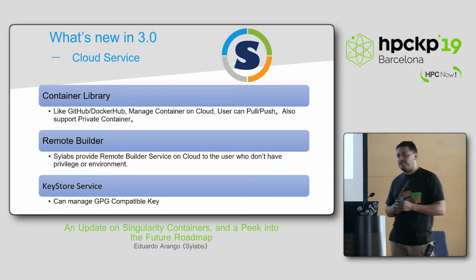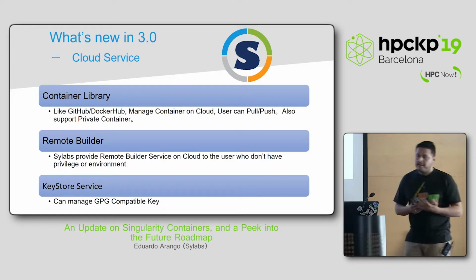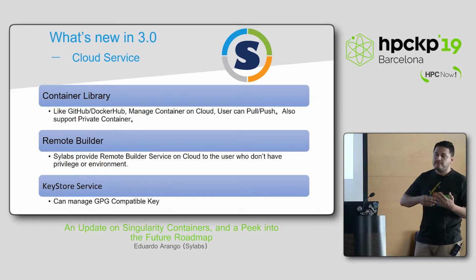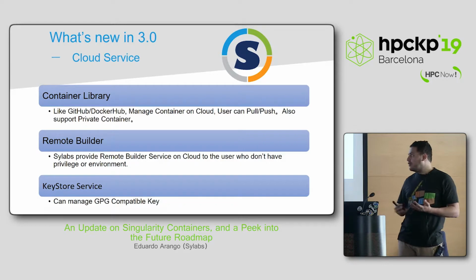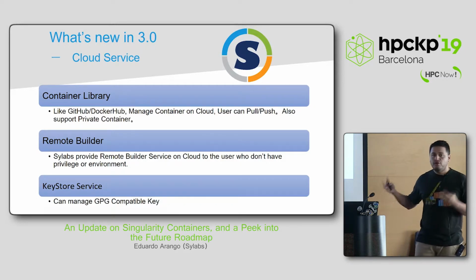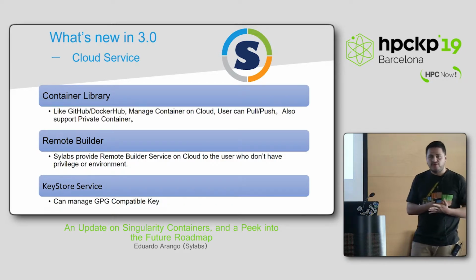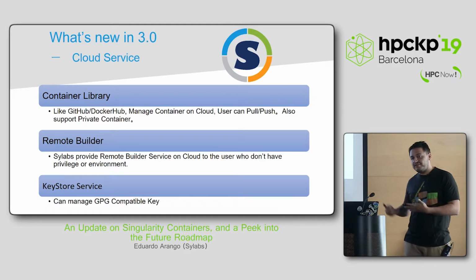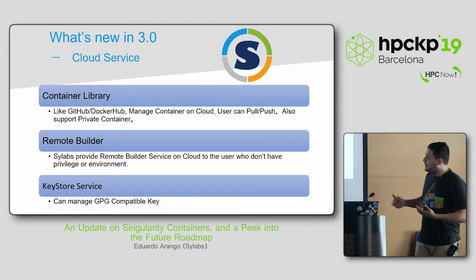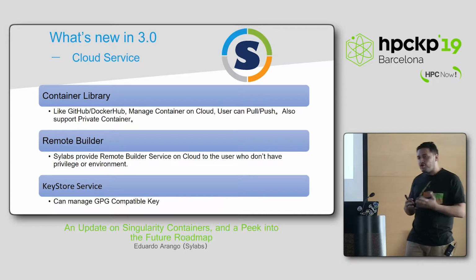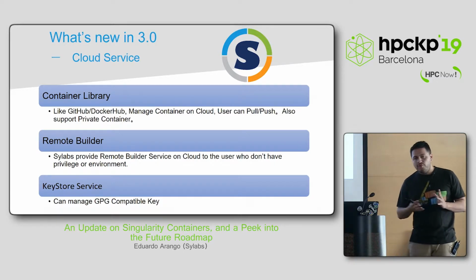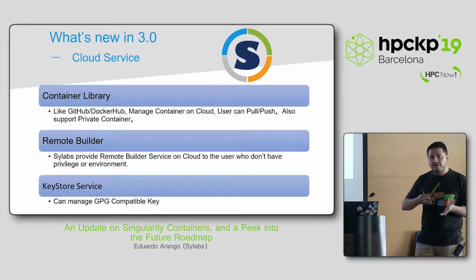What's new in 3.0 and above? Singularity was lacking a lot of cloud integration, so we developed 3 main services to play along with Singularity. So right now, Singularity has its own registry that we call the container library, which is kind of a GitHub, Docker Hub fashion on which you can store by versions your container.